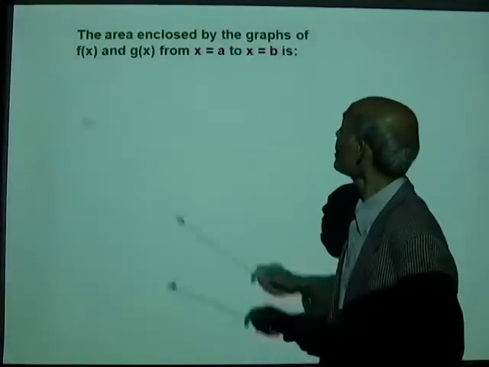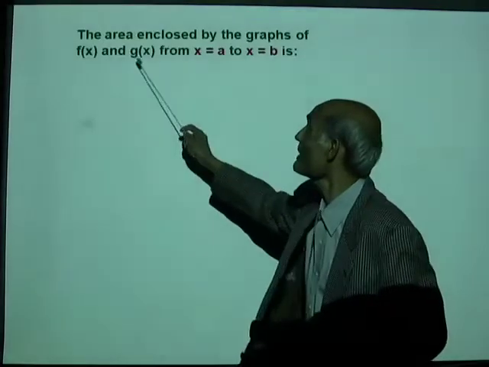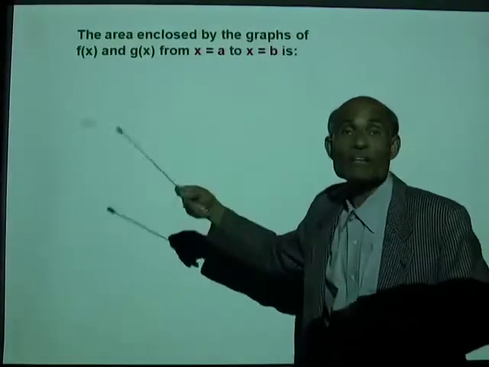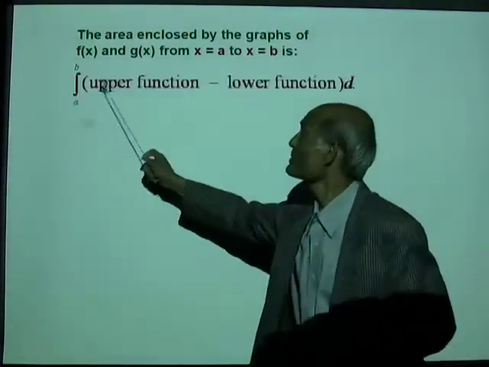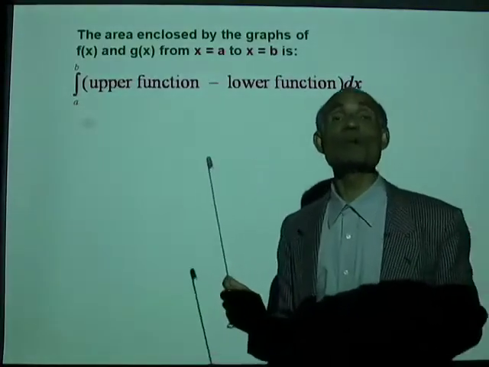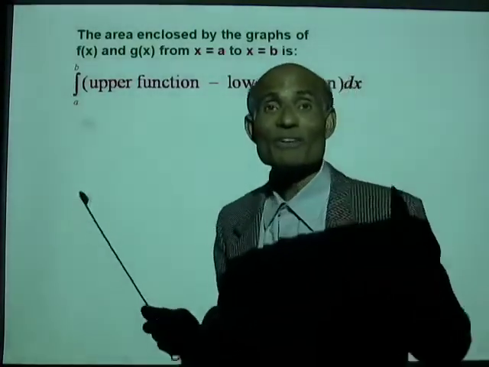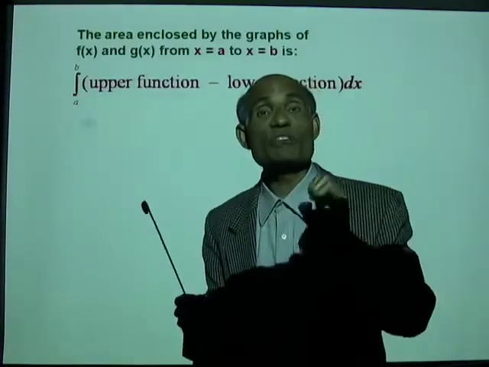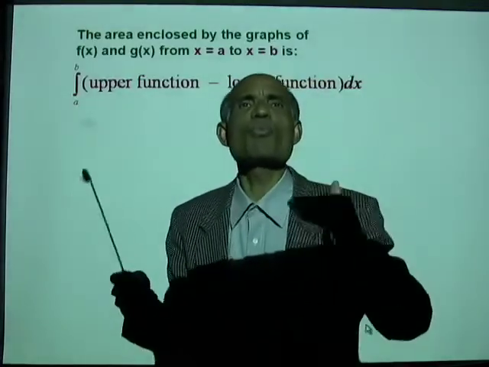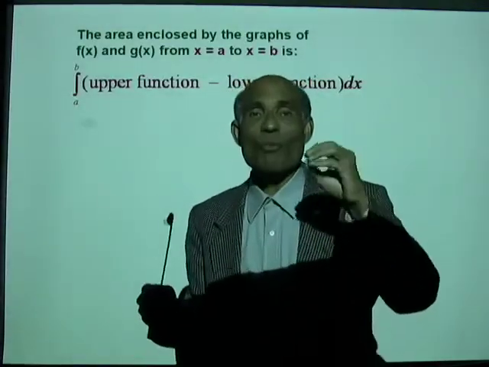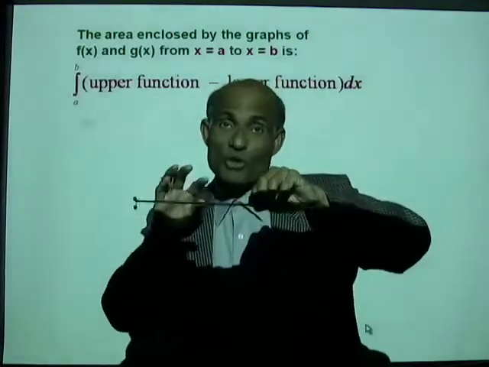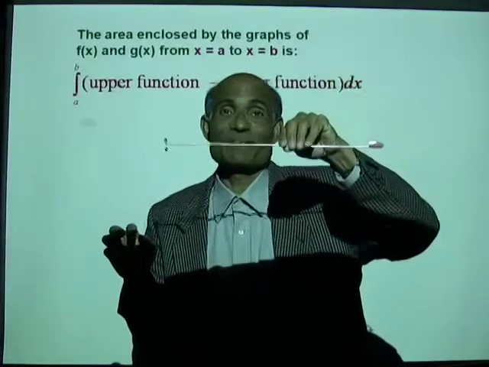Now, the area enclosed by the graphs of f of x and g of x from x equal to a and x equal to b is, what is that? Integral a to b, upper function minus the lower function. In other words, f of x and g of x are functions of x. Remember, a function of x is generally called y equal to. Y equal to x squared minus 3. Y equal to sine x. So you go in the vertical direction.